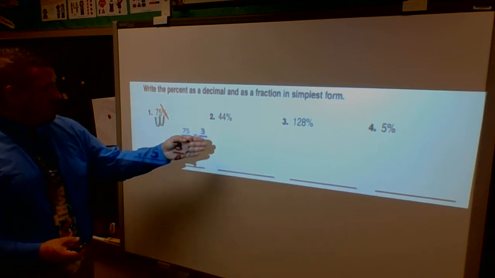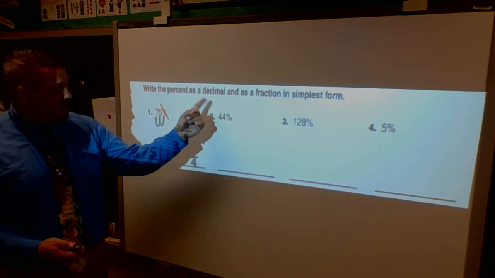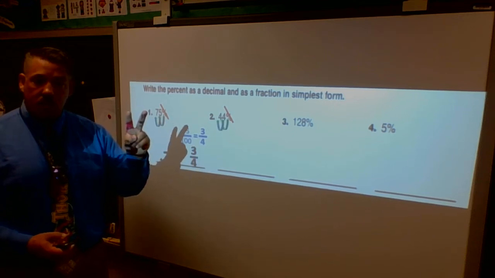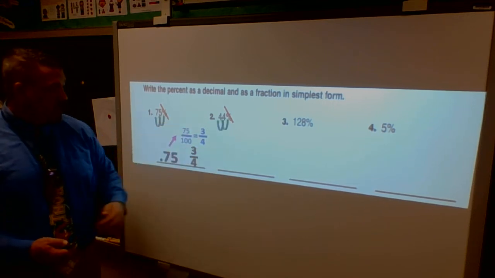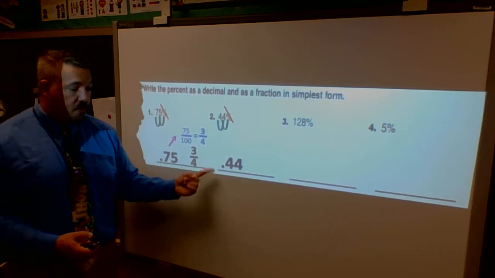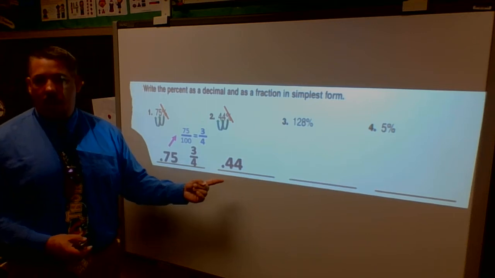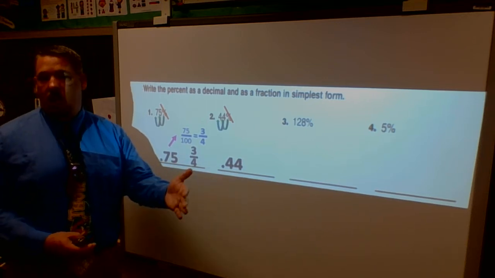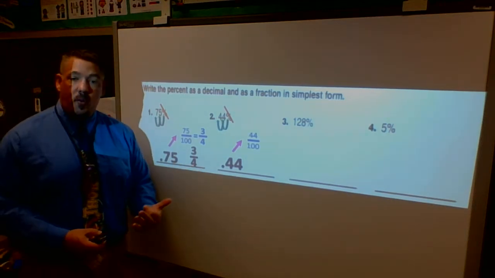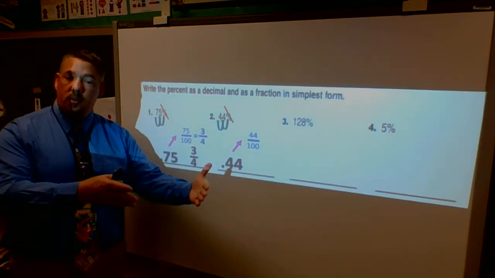Same thing on number 2. If I have a percent sign, I want to drop it. I'm going to move my decimal from right to left 2 times. Then I write down the decimal. It is 44 hundredths. If I have 44 hundredths as a decimal, to write it as a fraction, I write exactly what I'm saying. I write 44 over 100. When I have 44 over 100, I see if I can reduce.